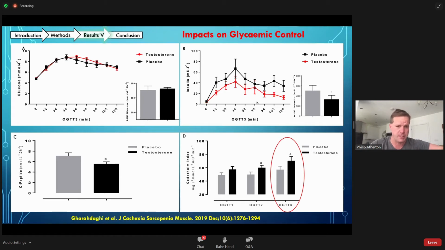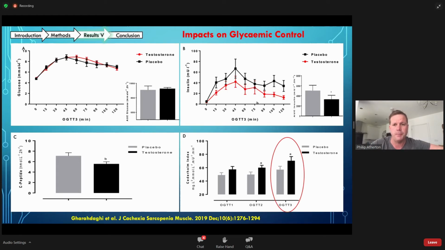So from this, you give a load of glucose, then you take regular blood samples and you measure at least glucose and insulin. You can then map things like time-dependent differences in insulin secretion phases and glucose clearance. And what you can see if you look at graph A here is that it looks no different in terms of glycemic control in response to that load.